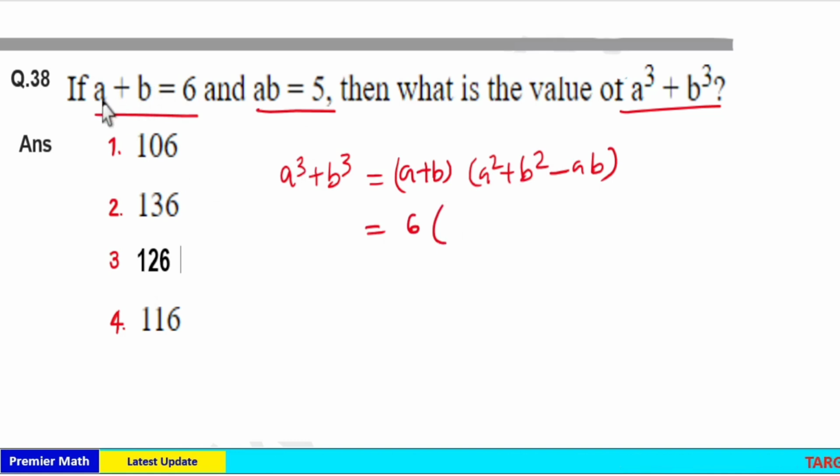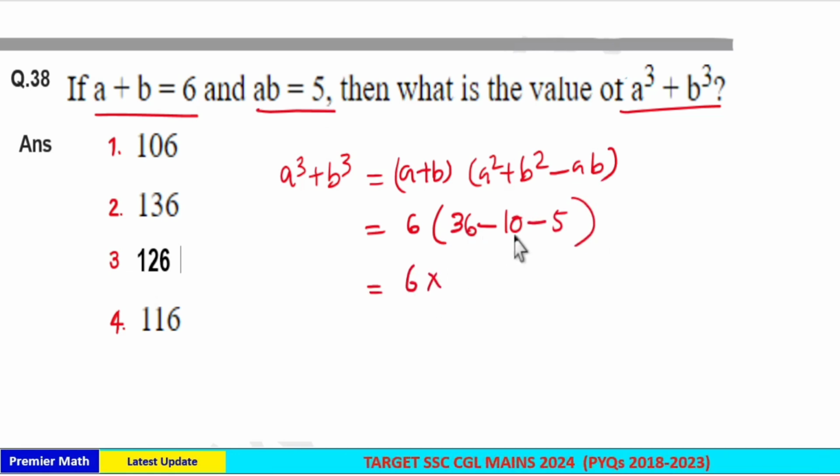If you square the first term, a square plus b square plus 2ab is equal to 36. Then a square plus b square is equal to 36 minus 2ab. 2ab is equal to 2 into 5, 10. Minus ab is equal to minus 5. Now this will become 6 into 36 minus 10, 26. 26 minus 5, 21. So 6 into 21 is equal to 126. Option 3 is your answer.